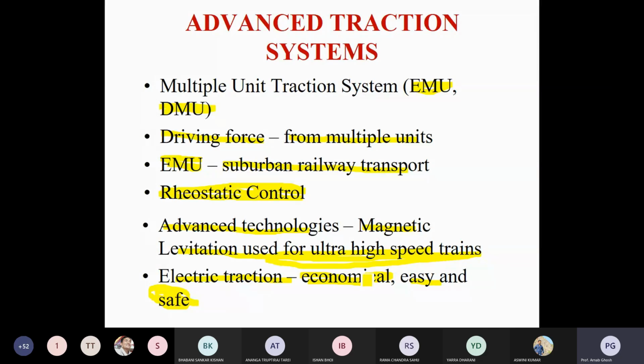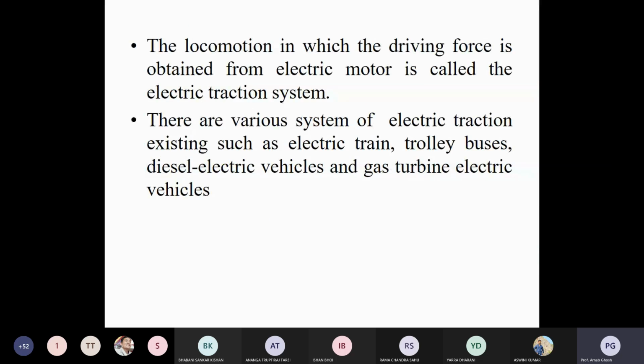The locomotion in which the driving force is obtained from an electric motor is called the electric traction system. Normally there are two types of traction system: electric and mechanical. In mechanical traction, mechanical energy is used for movement, with pistons used in the initial days. Initially we used diesel, and before that steam, in the form of steam or chemical energy, for the movement of the wheel. Pistons were 2 stroke, 4 stroke, then 6 stroke, like that.